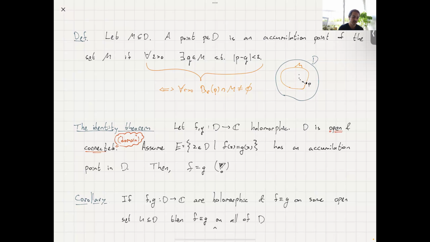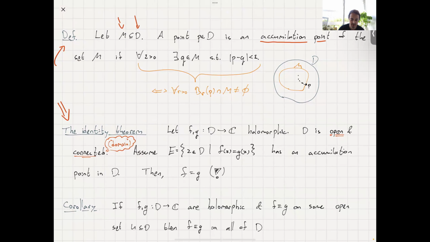And the actual theorem that we will care about is what's called the identity theorem. But first, let me give you a definition. It's a standard definition of what is an accumulation point. But just in case you don't remember what it is, let me say what it is. Say you have two sets, one contained within the other. So D is kind of the ambient set, and M is some set inside of it. It could be any set, not open, you don't have any requirements there.